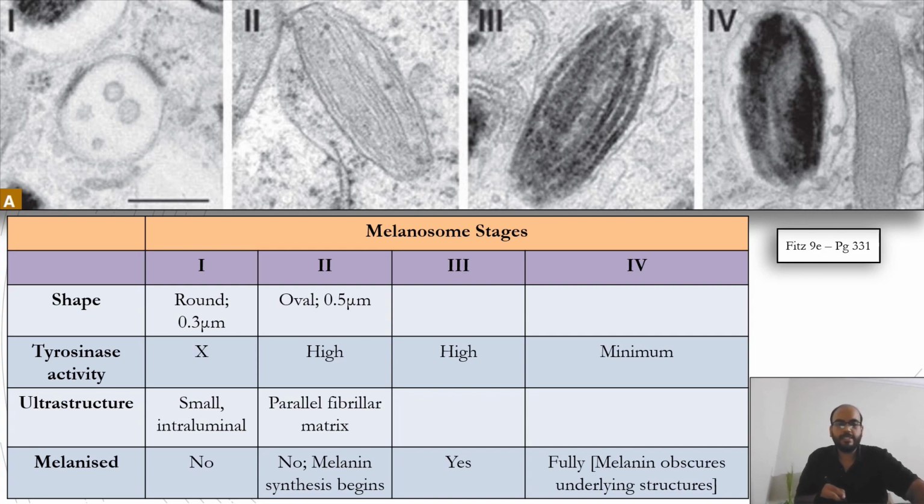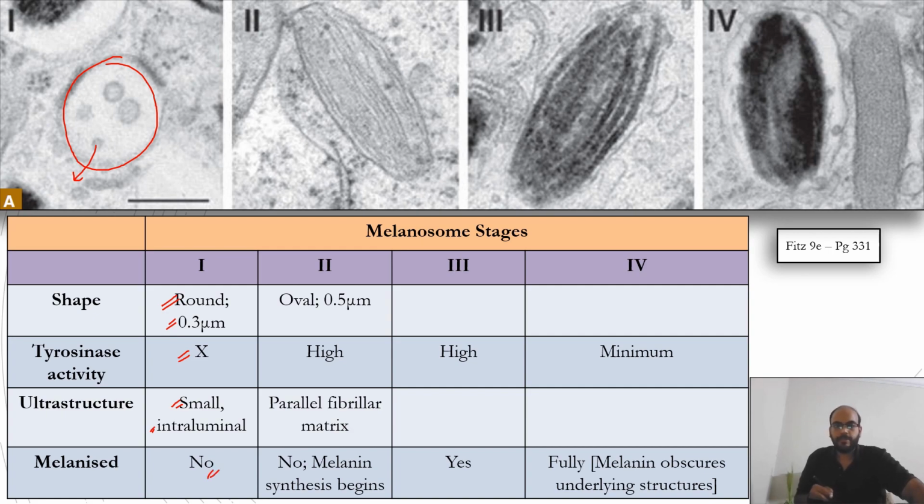So in this diagram, you can see stage 1, not much melanized. In stage 1, the cell is round, roughly 0.3 micrometer. There is no tyrosinase activity. Remember, tyrosinase is the major enzyme in melanogenesis, so that is not working. It is small and it has intraluminal vesicles. You can see the intraluminal vesicles here. So this whole is the stage 1 melanosome.